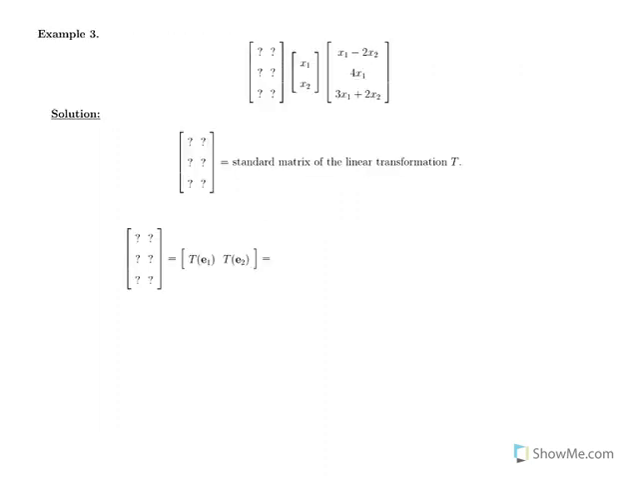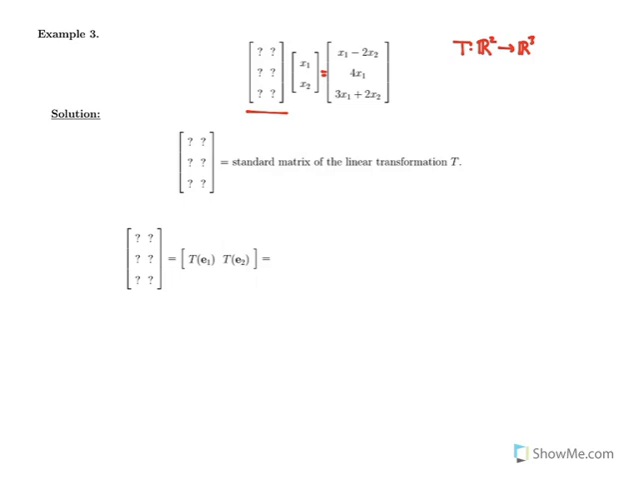So another example, let's say that I have this linear transformation, T of (x1, x2) equals (x1 - 2x2, 4x1, 3x1 + 2x2). This is what happens when you plug in a two-dimensional vector. You get a three-dimensional vector out. So note this is a linear transformation from R2 into R3. We're inputting two-dimensional vectors and outputting three-dimensional vectors. And we're going to try to find the matrix A associated with that linear transformation. What is the standard matrix of the linear transformation T?